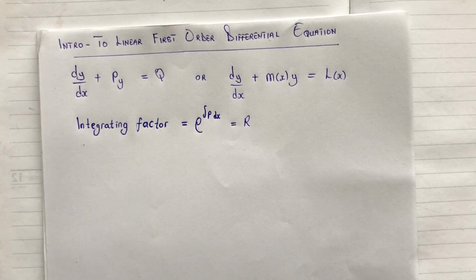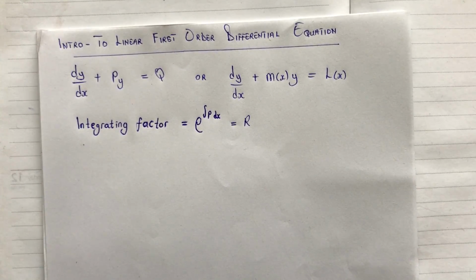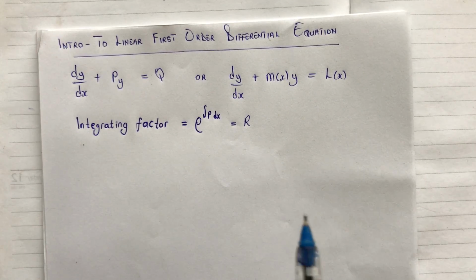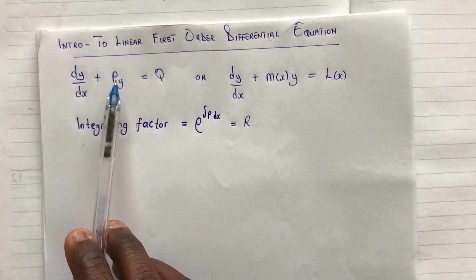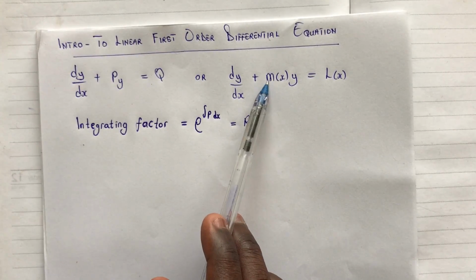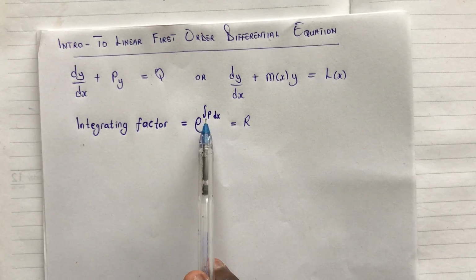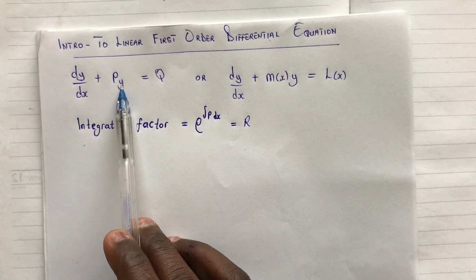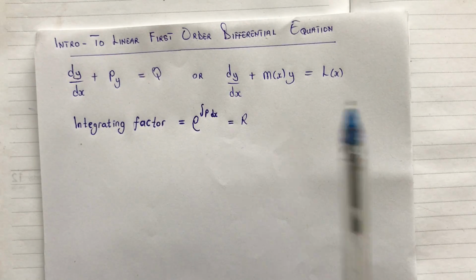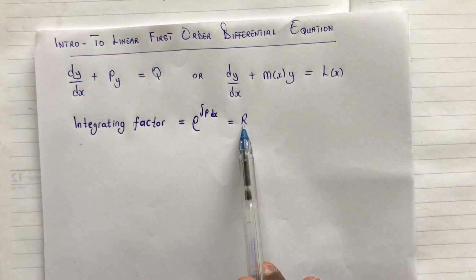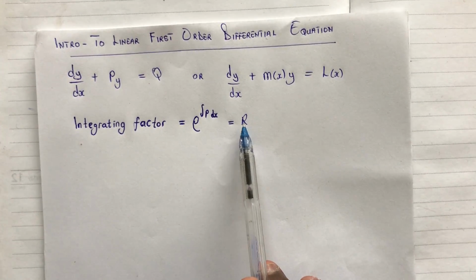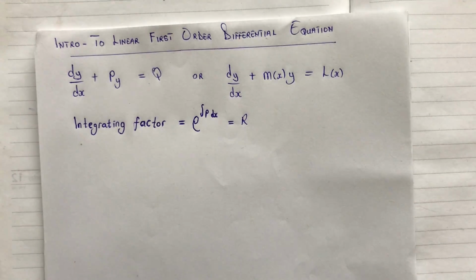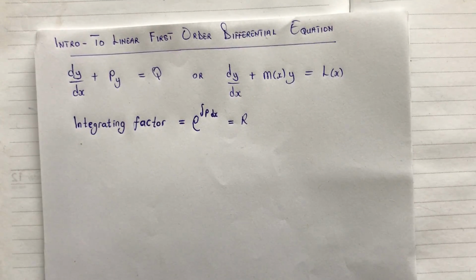Now the integrating factor is equal to e to the integral of p dx. Remember that I'm using p here because I want to work with p and q, not m and l. Now p is the first function here, that is multiplying y. Let's assume that the integrating factor is equal to capital R. I want to use capital R to make it very simple for us to understand.